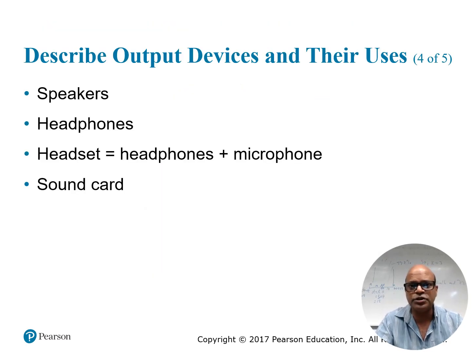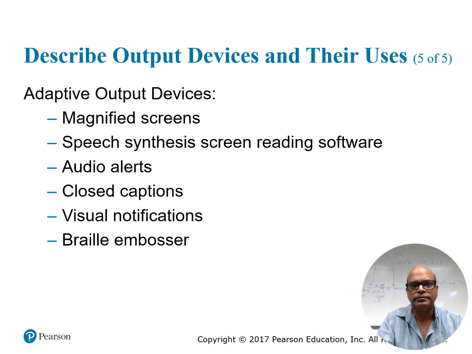Audio output is delivered to the computer using speakers or headphones, which convert digital signals into sound. A headset is a combination of headphones and a microphone. Adaptive output devices assist people with disabilities as they use the computer. Speech synthesizer screen reading software can read text to the user. Closed captions enable people to read a conversation taking place on a video.